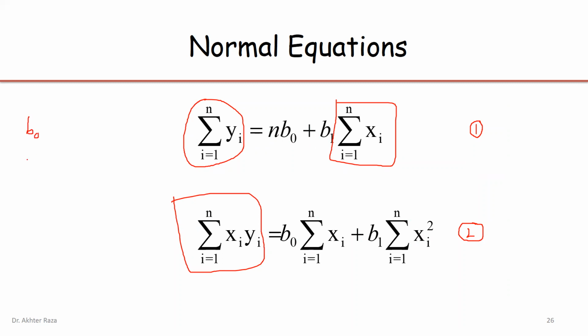The b naught is the point estimate of beta naught, and b1 is the point estimate of parameter beta 1. This technique is known as the least square technique of estimating the parameters. And these two equations are called the normal equations.